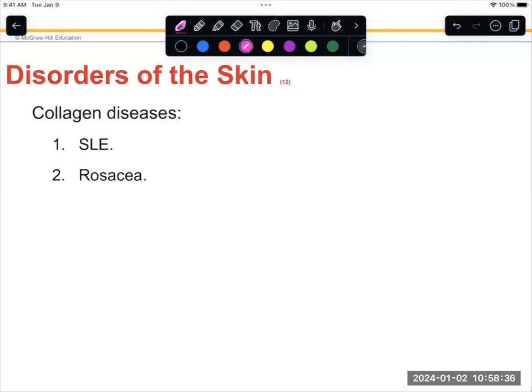Rosacea is a rash. It does produce a rash that is similar to SLE, but it's caused by enlarged capillaries. Again, we have collagen in our blood vessels a lot of the time. So the difference between rosacea and SLE is that lupus is autoimmune, so your own immune system is coming in and attacking that collagen. Rosacea is not autoimmune, so it's caused by some other factors.